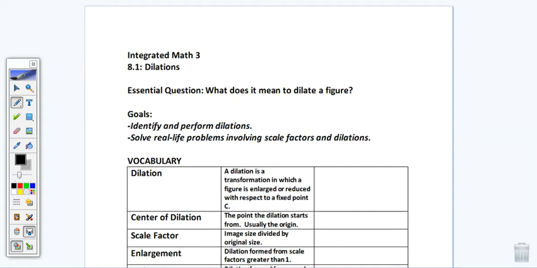Graded Math 3, Dilations, 8.1, essential question: what does it mean to dilate a figure? Goals: identify and perform dilations, solve real-life problems involving scale factors and dilations.